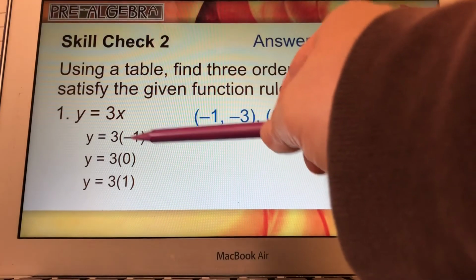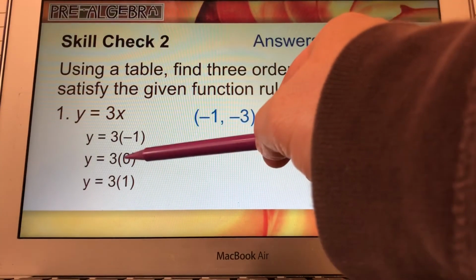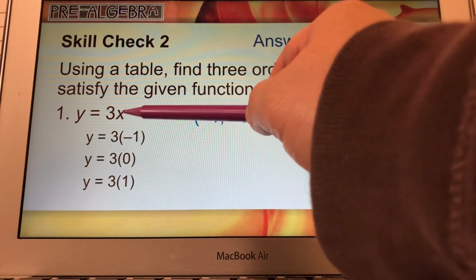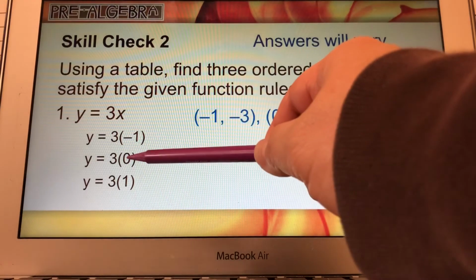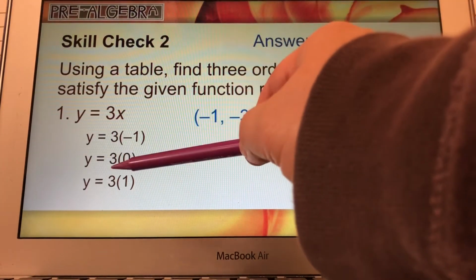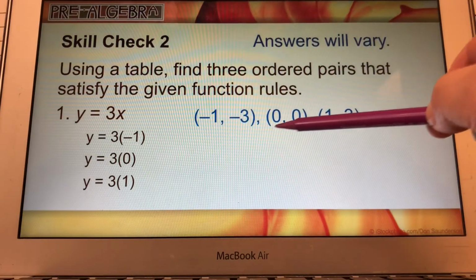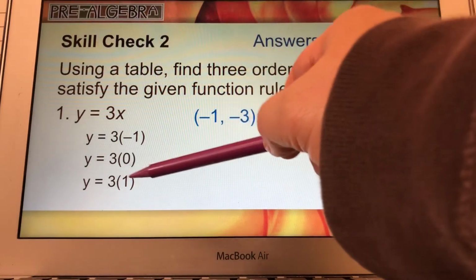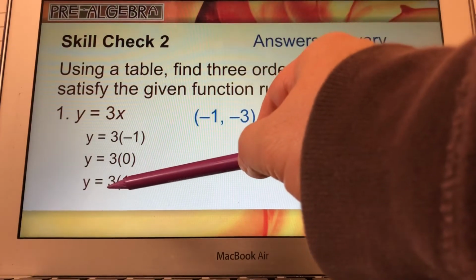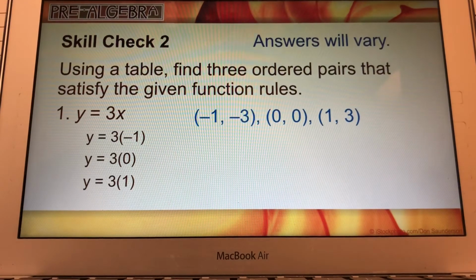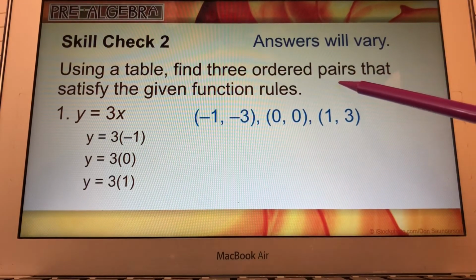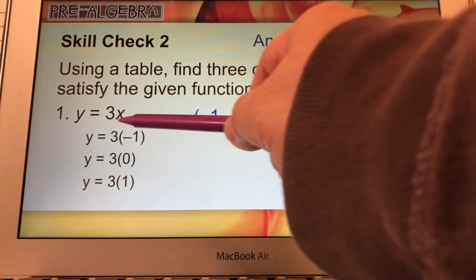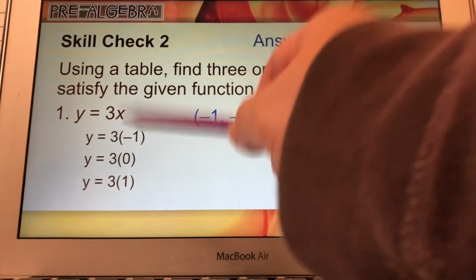Let's say we're going to use -1, 0, and 1. When you plug in -1, 3 times -1 gives me -3. 0 times 3 gives me 0, so this is 0, 0. 1 times 3 gives me 1, 3. So these are my 3 sets of ordered pairs, or 3 ordered pairs, that satisfy this equation right here, y equals 3x.